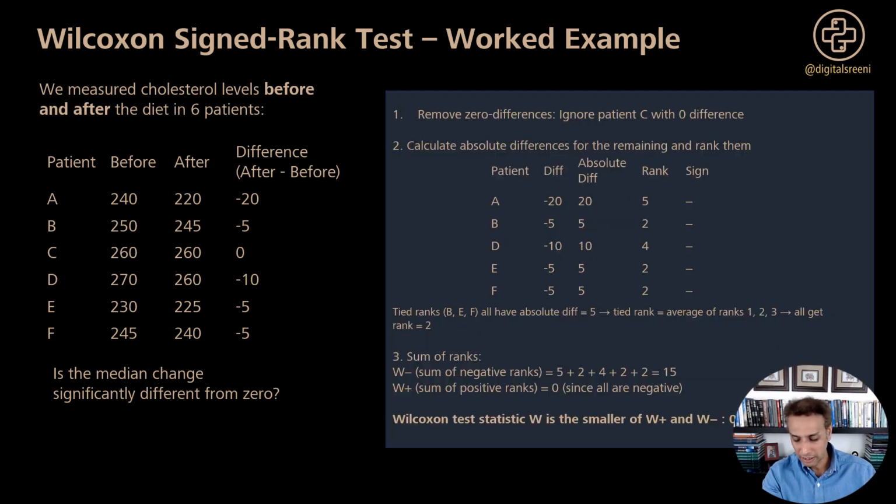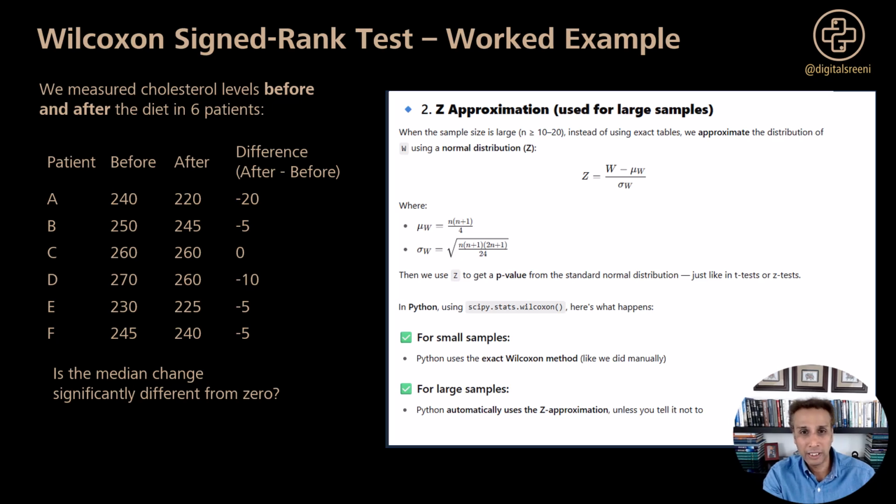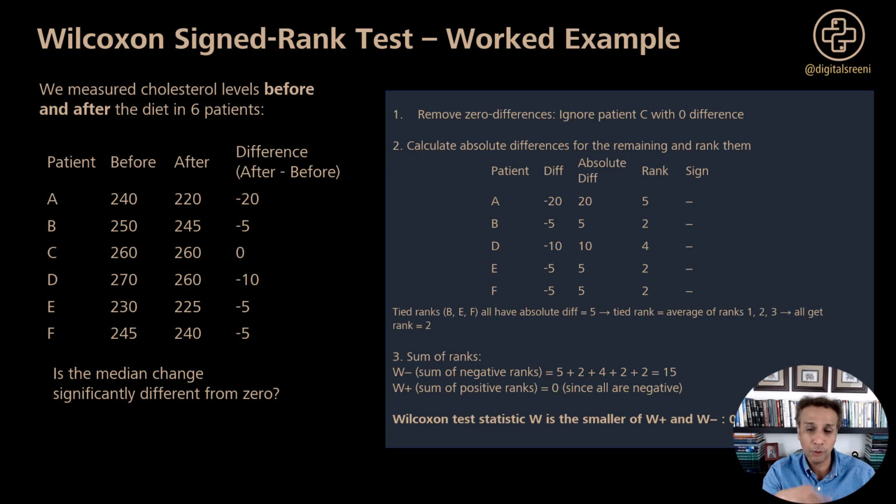Now, the calculation I'm showing you here is for small data sets, which is what is on the screen right now. For very large data sets, you can use the Z approximation, and the formula is given on the screen right there. In fact, when you use SciPy or any of these Python libraries, it looks at the length of the data. I believe if it's greater than 15 or something, then it automatically switches to the Z approximation. Otherwise, it uses the same calculation that I'm showing you on the screen right here.